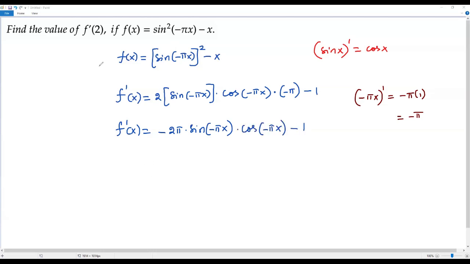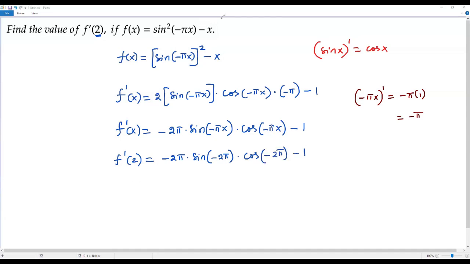Now what we can do is plug in 2 for x to get the value of f prime of 2. Let me do it. On the right side, everywhere I have to plug in 2 for x, and I'm getting negative 2 pi times sine of, if I plug in 2 for x, 2 times negative pi will become negative 2 pi, times cosine of the same thing, negative 2 pi.